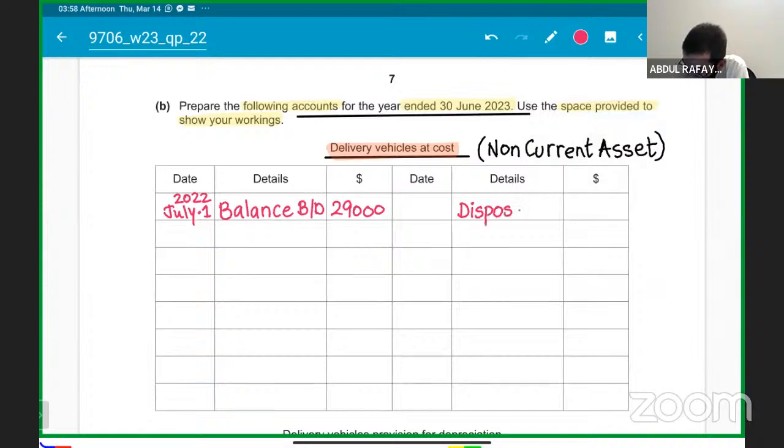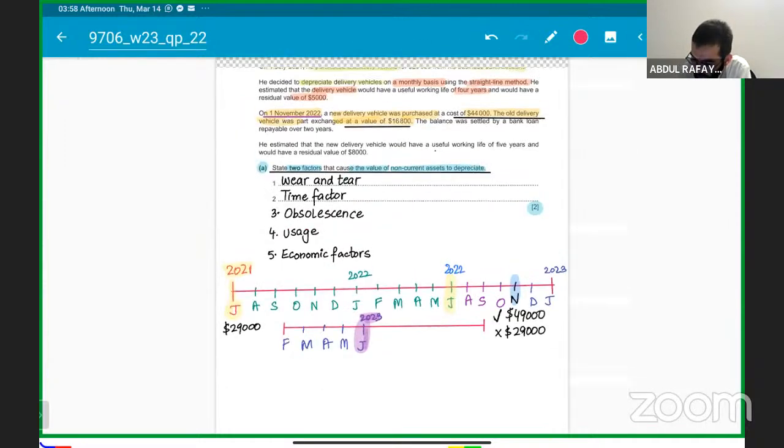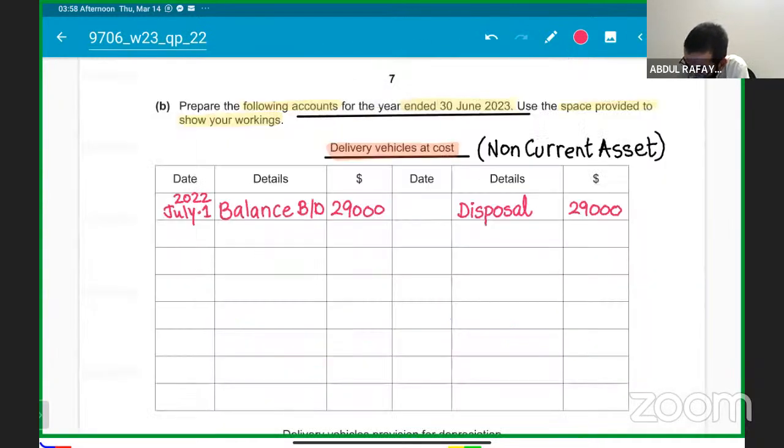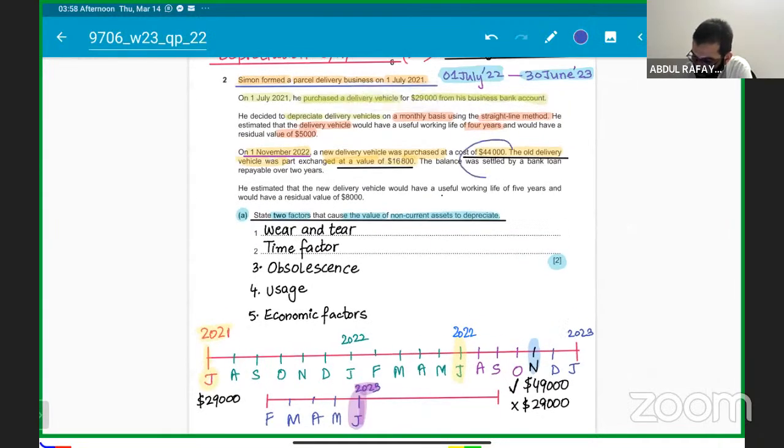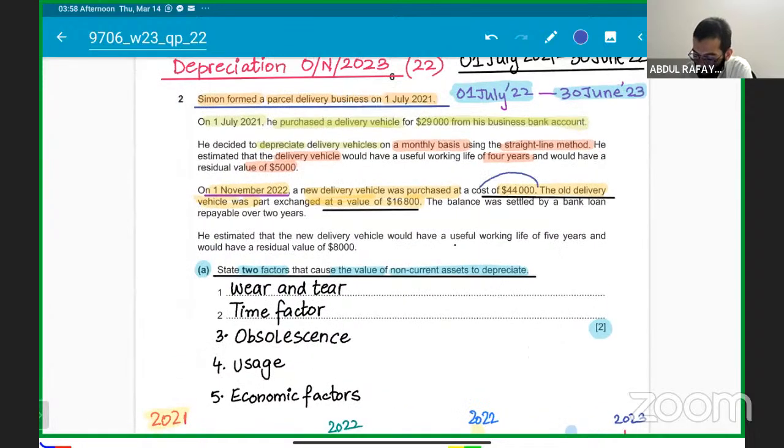We are disposing of this asset of 29,000 on, make sure you follow the dates carefully, 1st November 2022. In this current year, we are dealing with 2022 to 2023. At the start of 2022, which is July 1st, we still have the asset of 29,000. But on 1st November, we disposed of that vehicle and purchased a new vehicle worth 44,000.